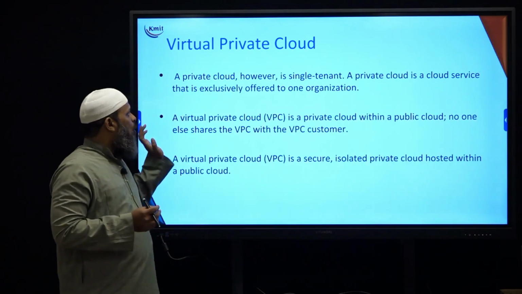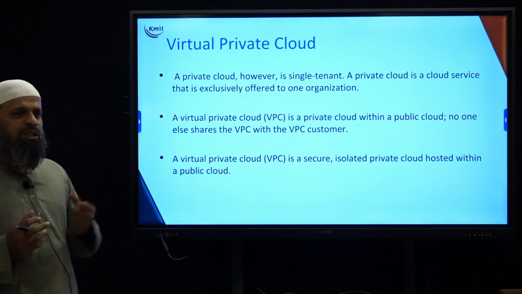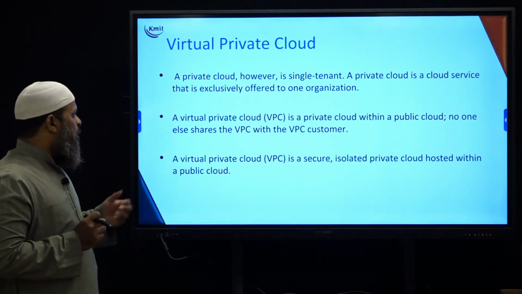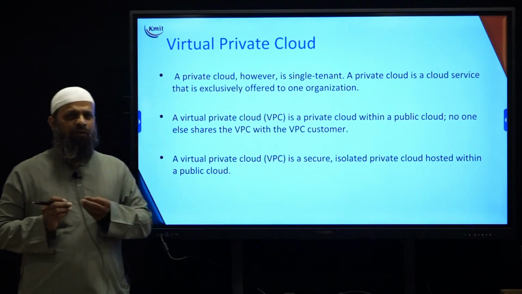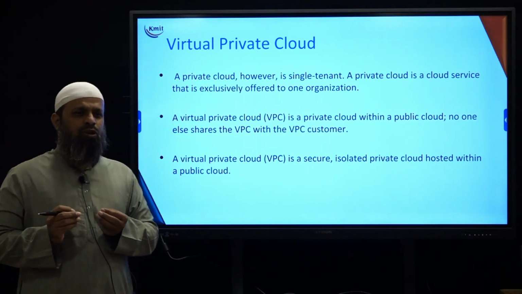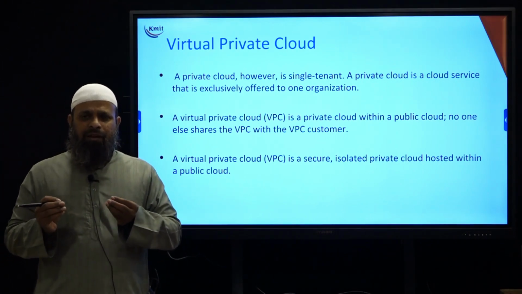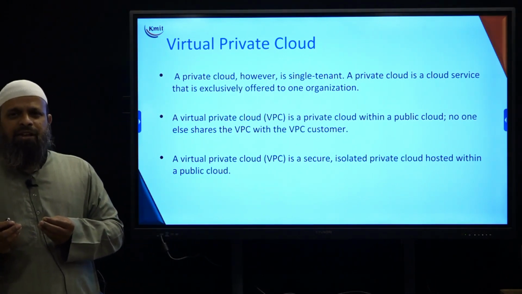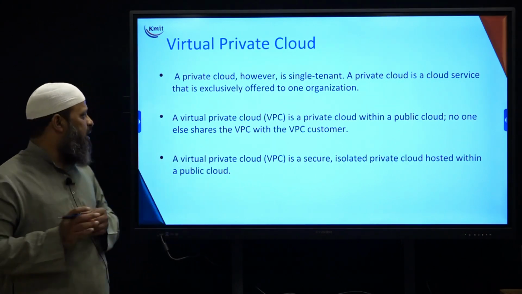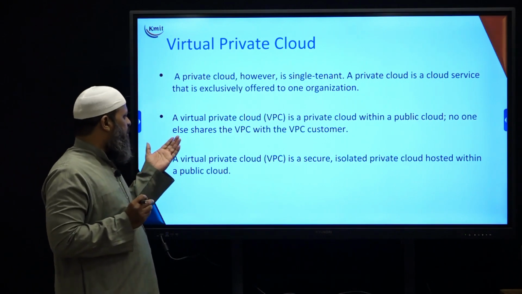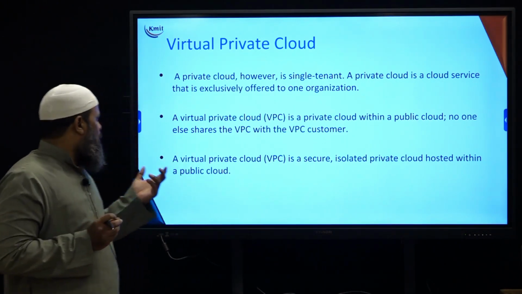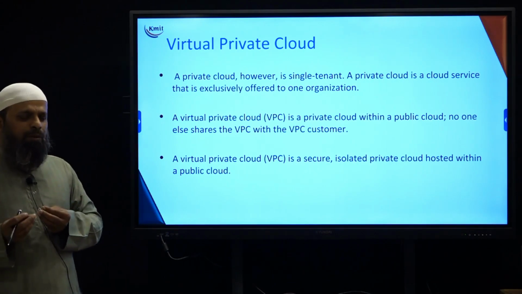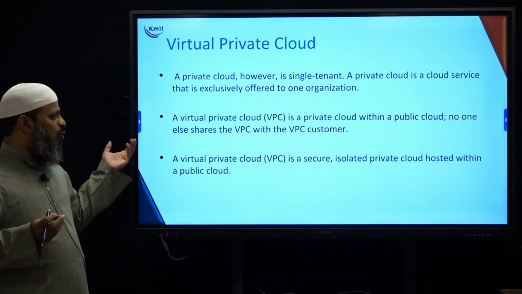As we have gone through what a virtual network is and what a private cloud is, using these two things we get something called a virtual private cloud, which is nothing but VPC. A private cloud is a service exclusively offered for only one organization. Means any organization that wants a data center, to run applications or store data, will be provided this VPC, which is highly secured. A virtual private cloud is a private cloud within a public cloud. No one else shares the VPC with the VPC customer. So it is given to a specific organization by AWS, as we are studying AWS VPC.